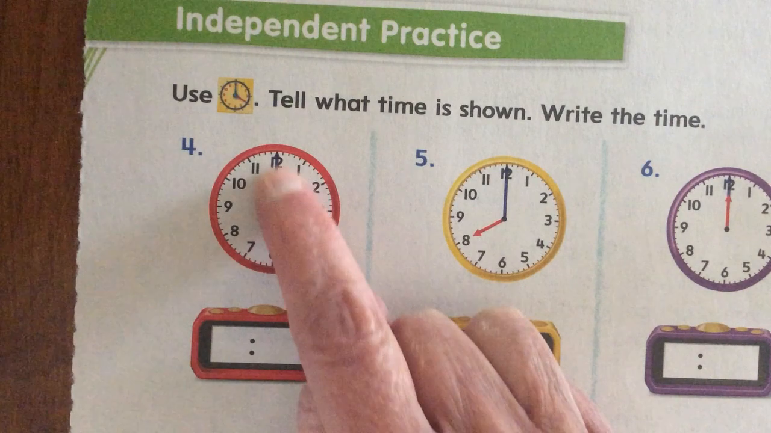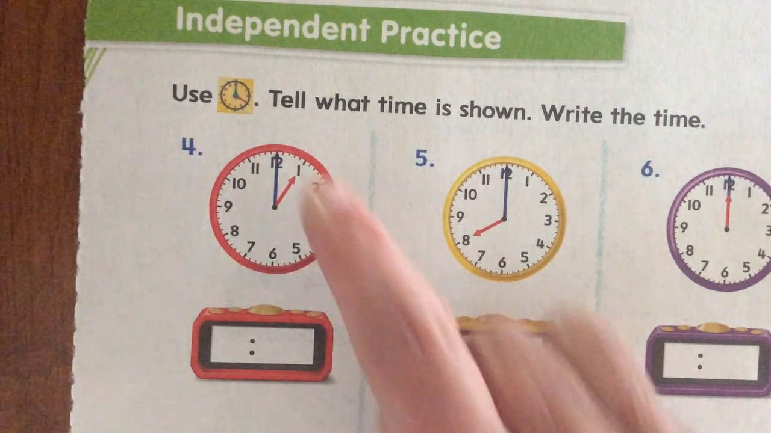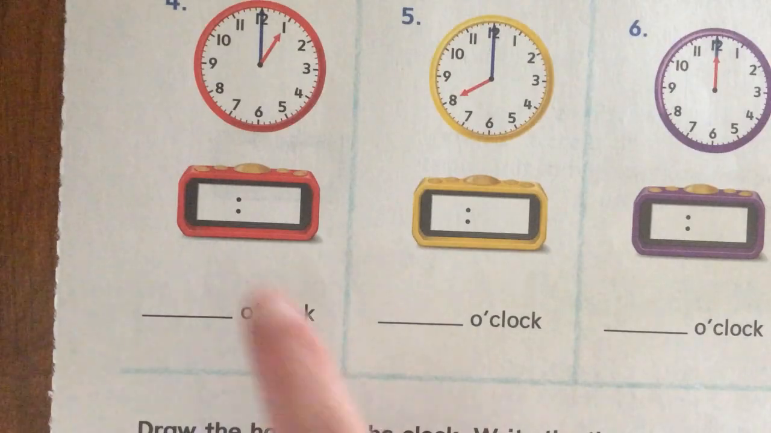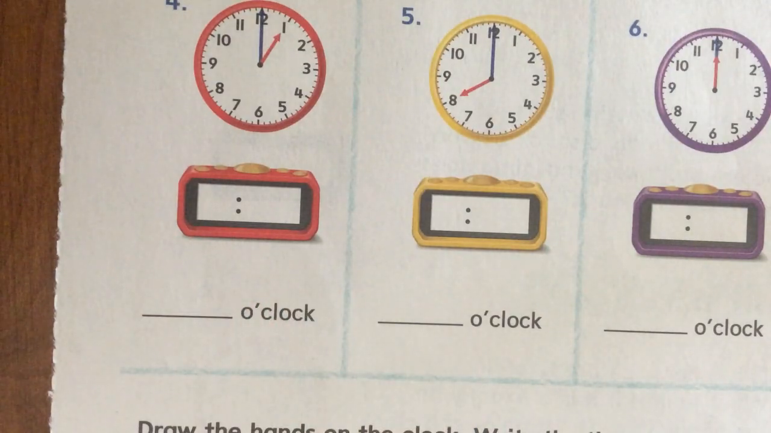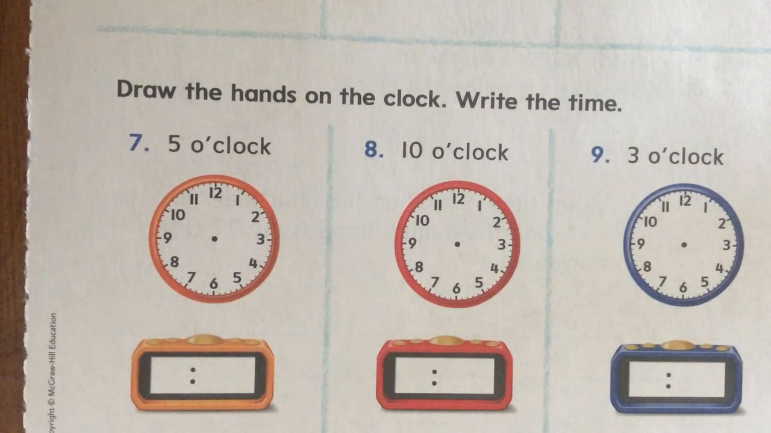So look right here. Look at your minute hand. Remember, the minute hand is the long hand, and every time it's on a 12, we say o'clock. Okay? So you need to write the time in the digital clock and down here as well. So 4 through 6. Then at the bottom, you actually have to draw the hands on the clock.